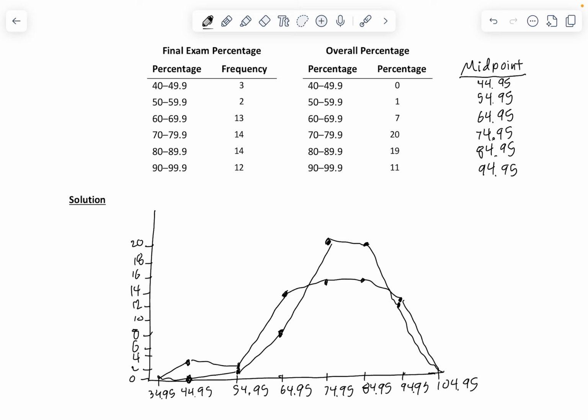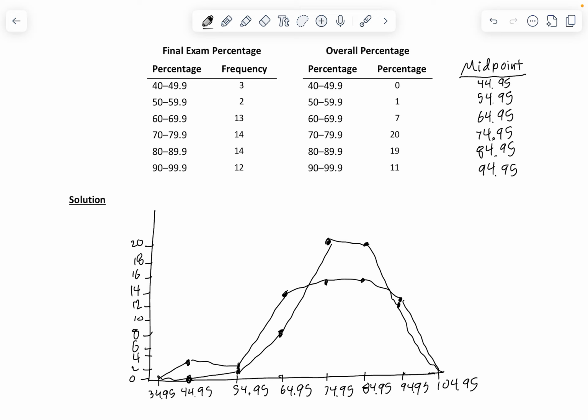There's a lot of observations you could make from the graph. The first thing that maybe jumps out is that there were a lot more students averaging in the 70s and 80s overall than on the final. And there were also more low scores on the final, which you can see from those trends as well.